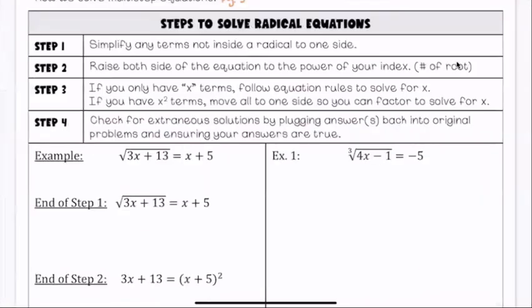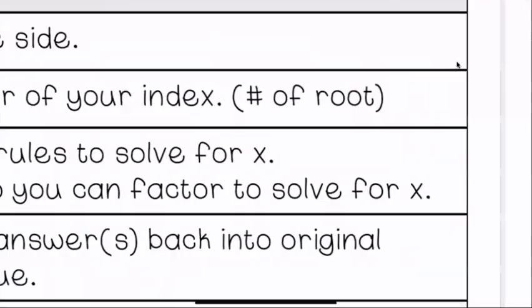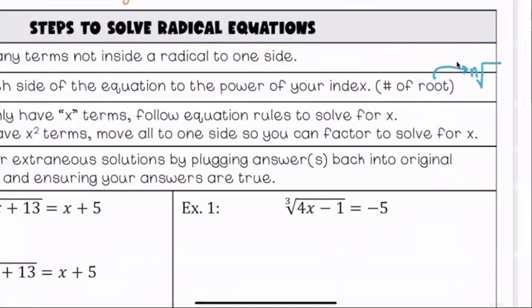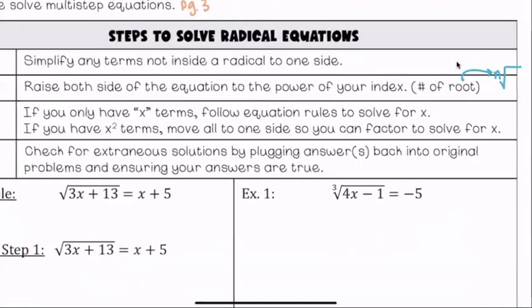Going to step 2. Step 2 says raise both sides of the equation to the power of your index, which is the number of your root. I'm going to have us draw that over here. That's our radical. Here is the index right there. Remember, if there's not an index, the index is 2. That's why we always used to call it a square root sign.